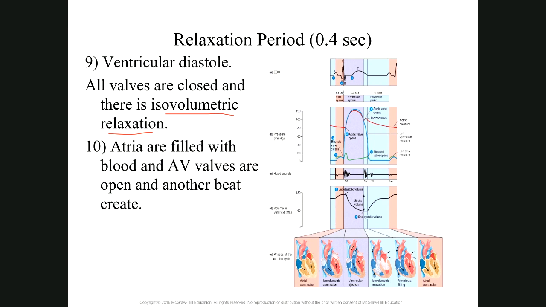At this time, the atria are filled with the blood, and this filling of the blood can make pressure on the AV valve. The AV valve becomes open, and the other heartbeat starts. I want to tell you something on this picture. I can show you this one.